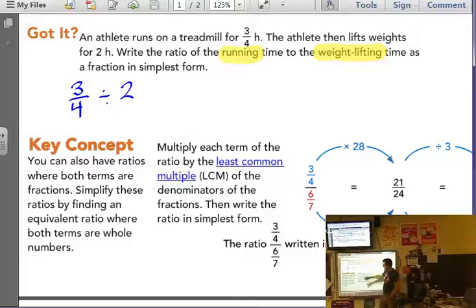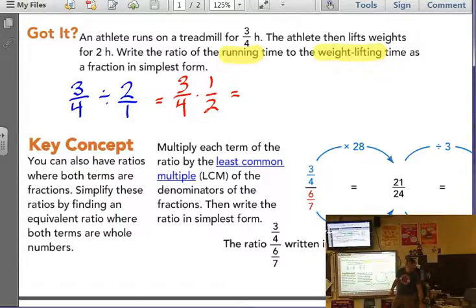Before I can flip, I have to make it a fraction. I agree that we keep, change, flip, but I have to make it a fraction first. So now I get 3/4 times 1/2. And Sebastian, as my answer, I get 3/8.